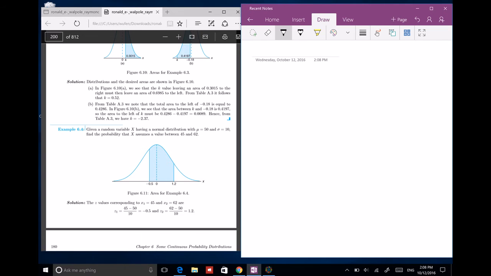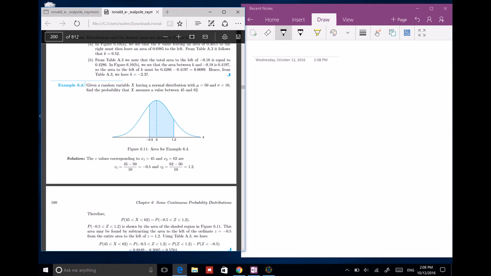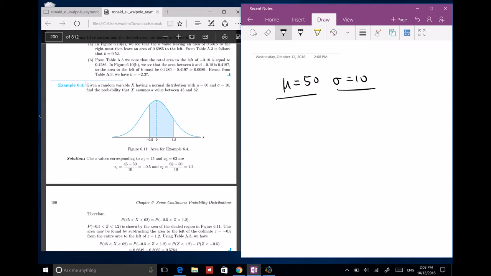Alright, example 6.4. Given a random variable X having a normal distribution with mu equals 50 and sigma equals 10, this is the mean value and this is the standard deviation. Find the probability that X is less than or equal to 62 but bigger than or equal to 45. This is not a standard normal distribution.